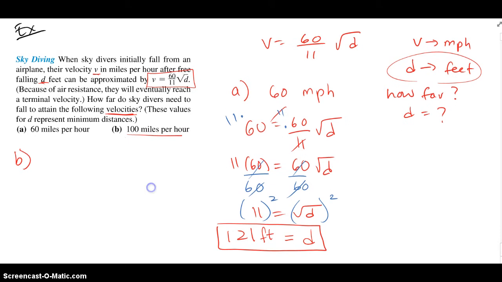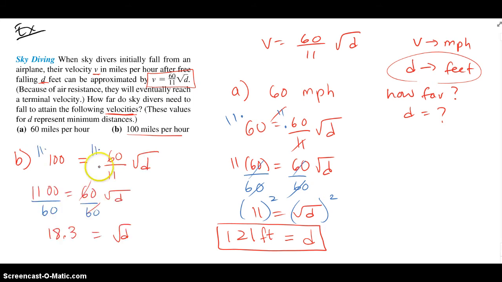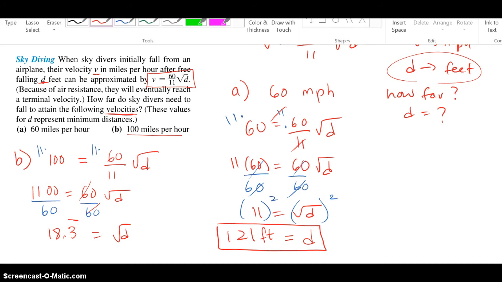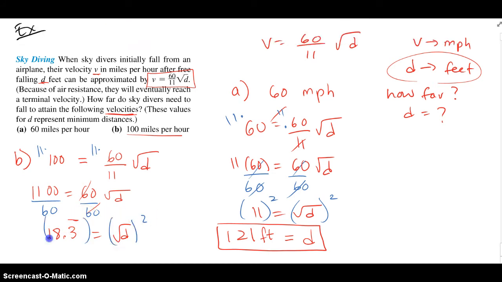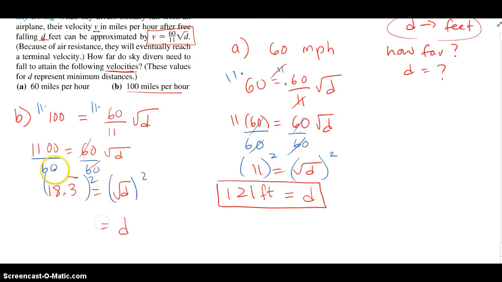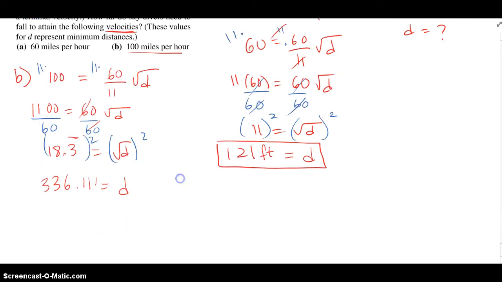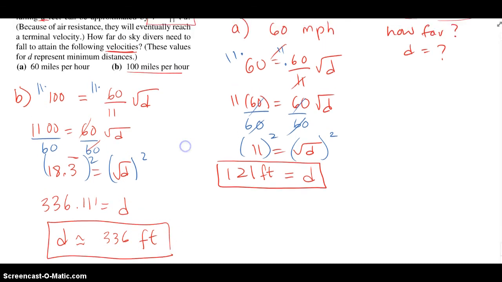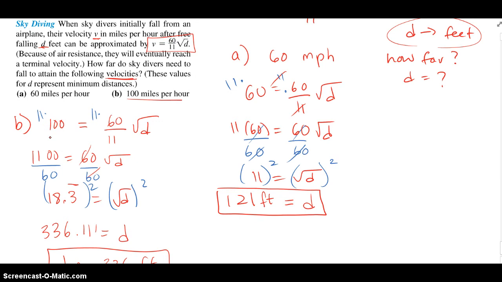It's 100 miles per hour, so I go into my velocity equation and I put in 100 miles per hour. Then I solve the result. So multiply both sides by 11, then divide by 60. Now I'm ready to square both sides. And once I do that, I get d is equal to about 336.111, so we'll just say d is about 336 feet, which is how far they will free fall if the velocity is 100 miles per hour.